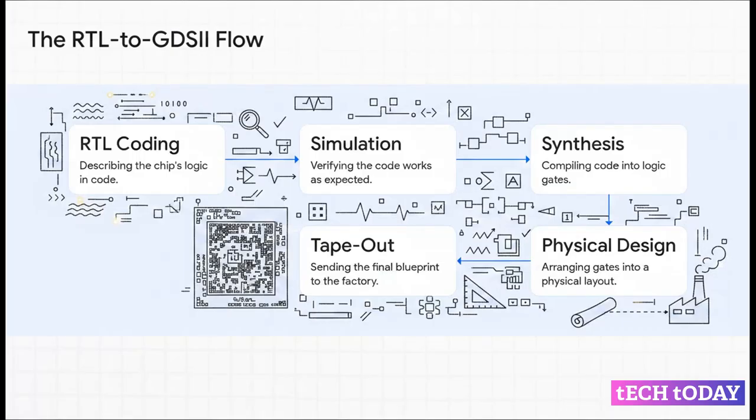And this right here, this is our map for the whole explainer. The process is called the RTL-to-GDSII flow. It's the industry standard pipeline that takes us from register transfer level code, that's the RTL, all the way to the final GDSII file, which is the actual blueprint that gets sent to the factory.